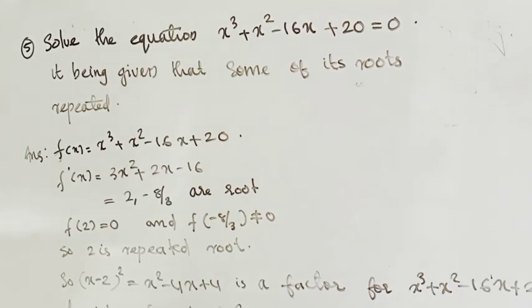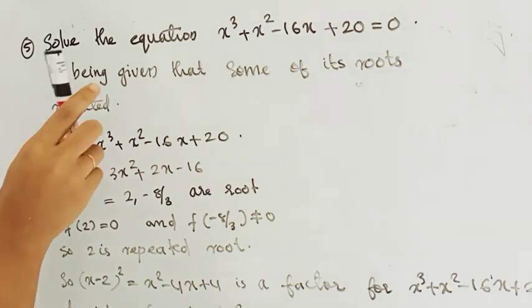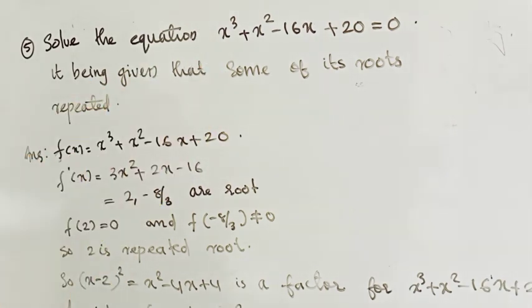Solve the equation x cube plus x square minus 16x plus 20 equal to 0, it being given that some of its roots are repeated. Okay, the equation is x cube plus x square minus 16x plus 20 equal to 0. So f of x equal to x cube plus x square minus 16x plus 20. And this question is that some of its roots are repeated. We also know the theorem that if alpha is a repeated root for r times in f of x, then it will be repeating in f dash of x for r minus 1 times. So we can find f dash of x here.